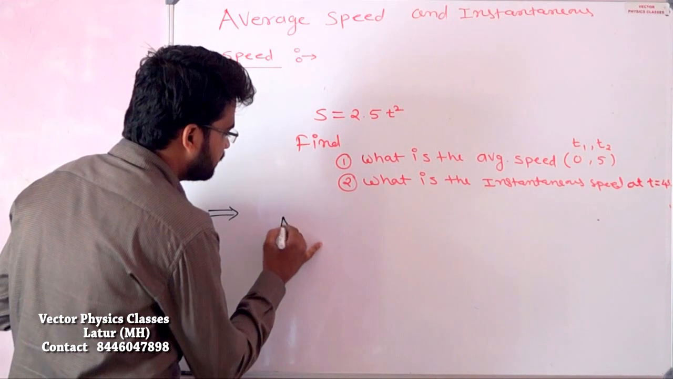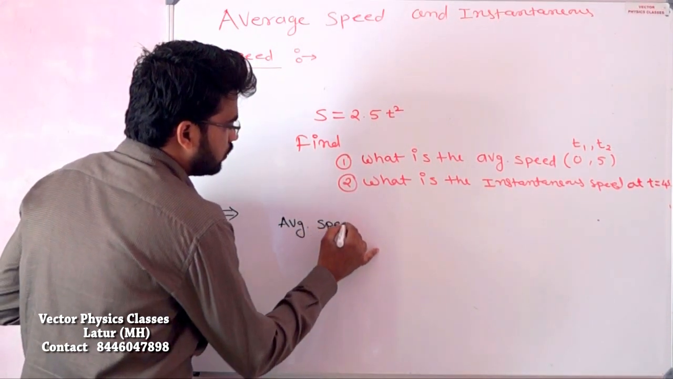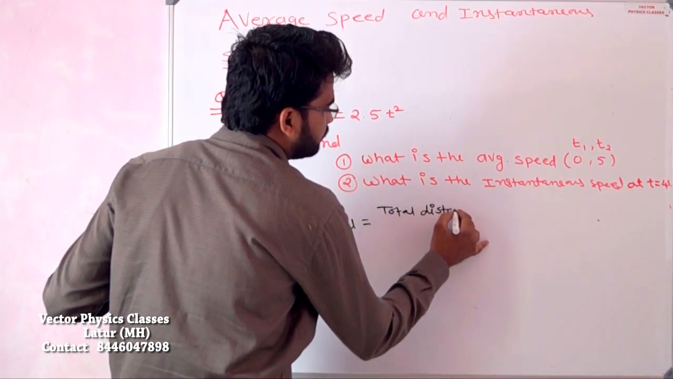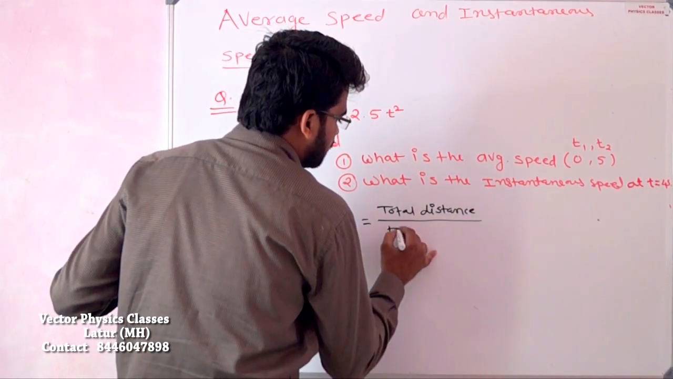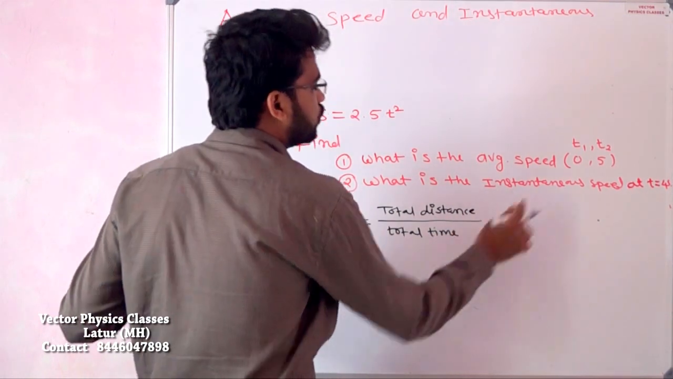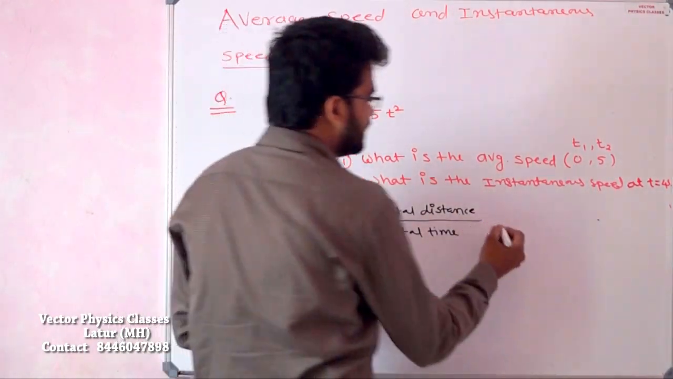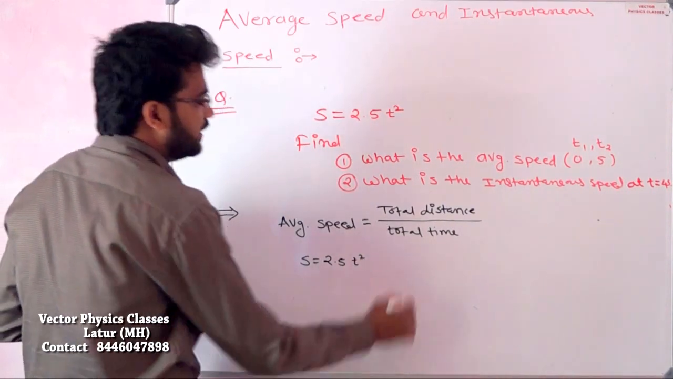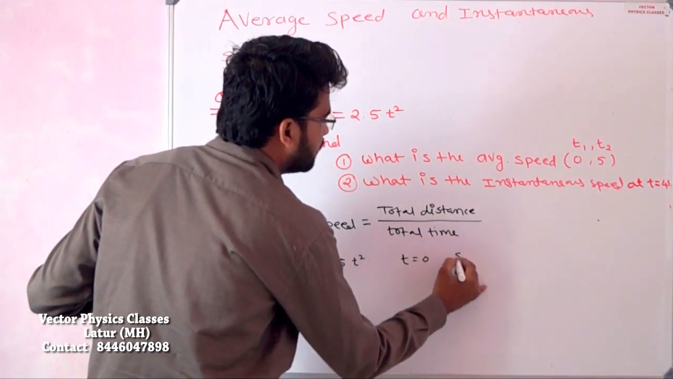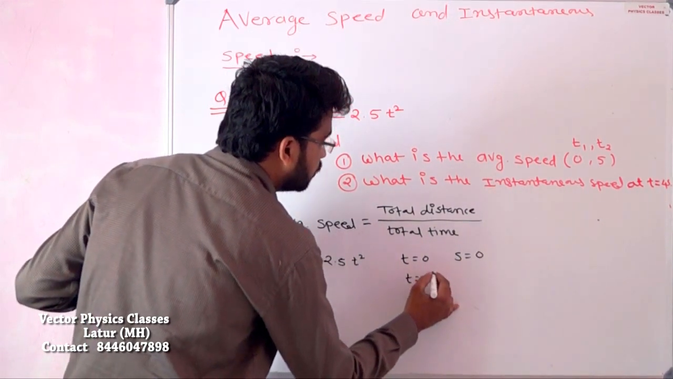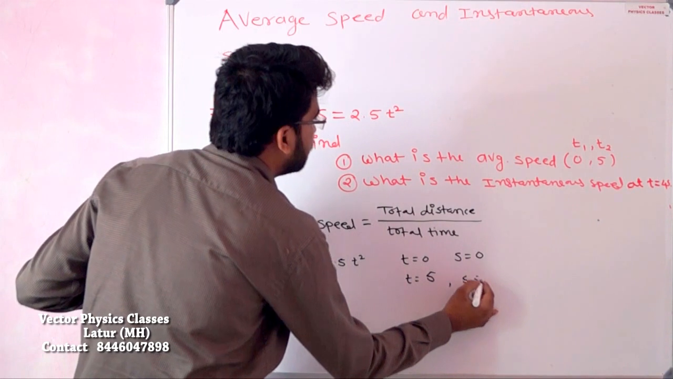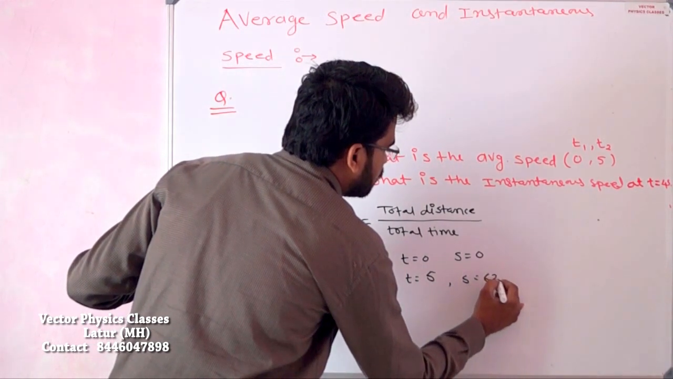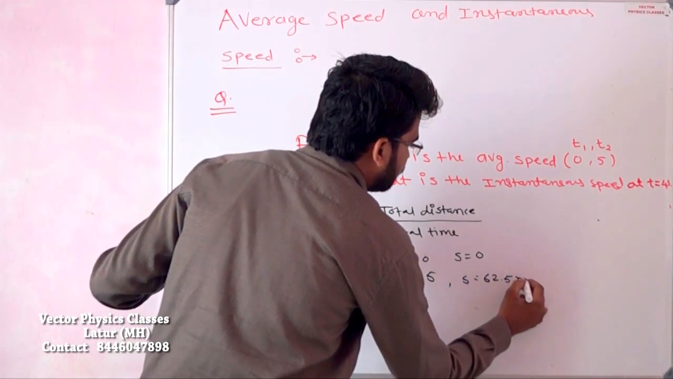Right? Average speed definition is average speed is equal to total distance by total time. Total time over here is 5 seconds. So total distance we can calculate from s is equal to 2.5 t square. At t is equal to 0, we have s is equal to 0, and at t is equal to 5, we have s is equal to 25 into 2.5 is 62.5 meters.